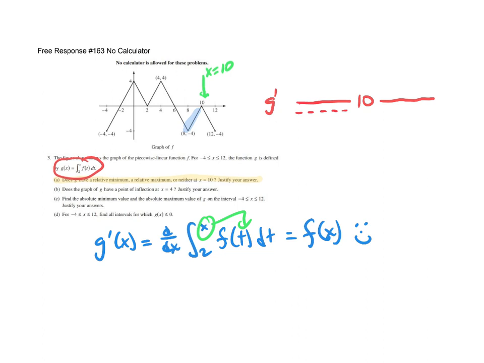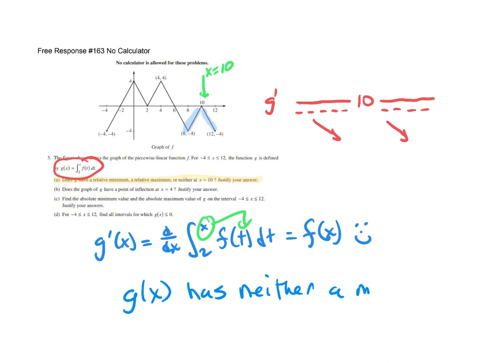So that means the slope of g is negative here. So g is going like this. Now, here's the deal. On the other side, we're still negative. The derivative does not change sign, which means we have neither a max or a minimum. G of x has neither a max or a min at 10.